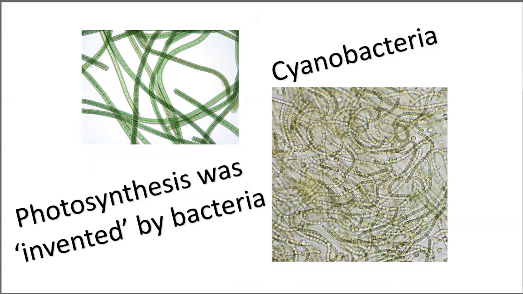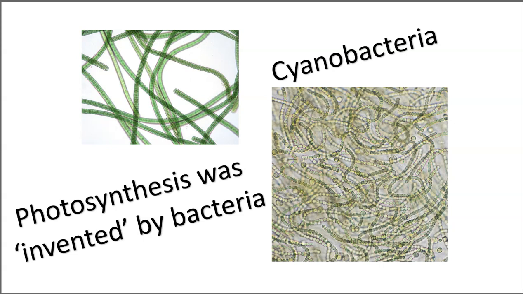Now, bacteria can also do photosynthesis. In fact, photosynthesis was invented by bacteria. So bacteria don't have chloroplasts. And in fact, bacteria, again, are almost the size of chloroplasts. Here's one type of bacteria, cyanobacteria, that is similar to some of the earliest forms of bacteria that did this modern form of photosynthesis.